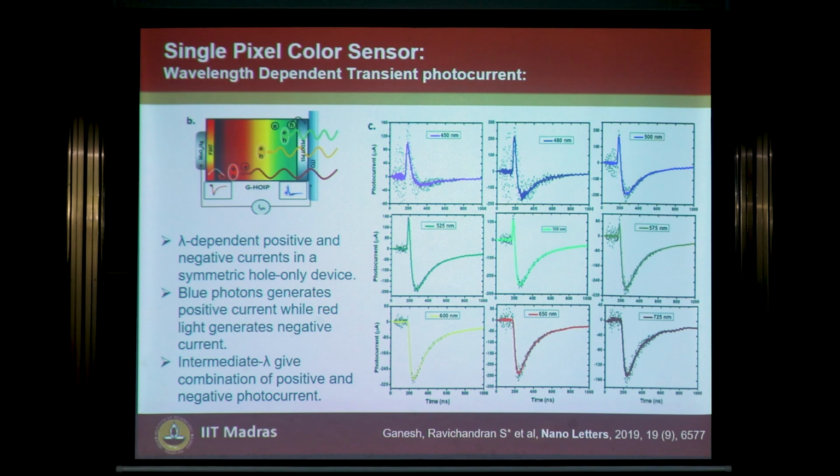So this is a way we can say that we have made a single pixel color sensor, where even a single pixel not only gives you a photon count, but can also give an analysis of what the energy of a photon is.